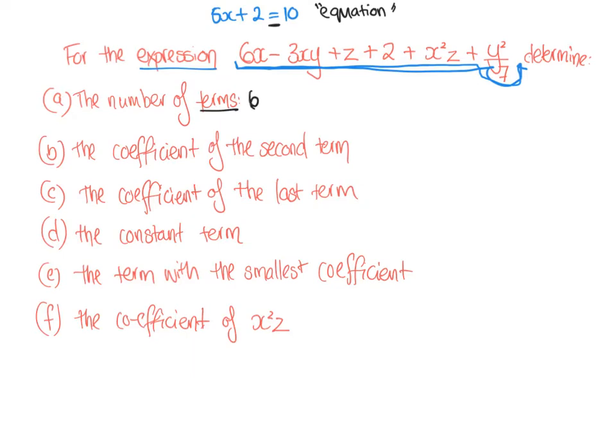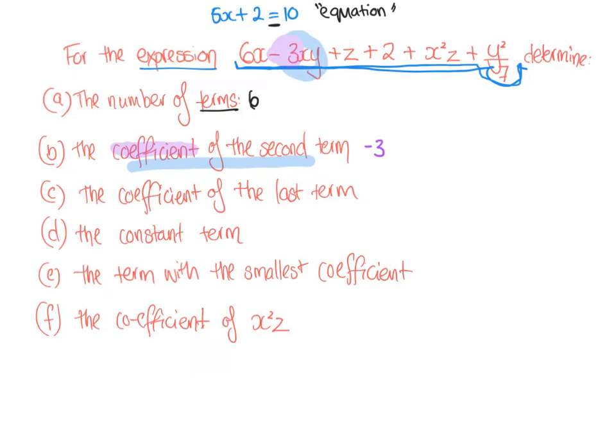Okay, the next one, B, is the coefficient of the second term. If I look here, the second term is here. When they're asking for the coefficient, remember that's the number in front of the letter. So we're actually going to take the sign with us. So we'll say that is -3.